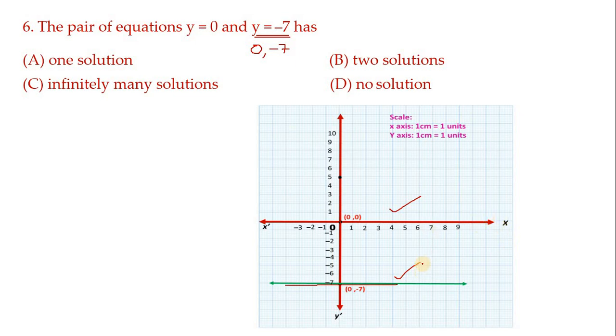Now compare these two lines, how these two lines are looking. So both are parallel. So if they are parallel, obviously they don't have any solution. So the correct option is D, no solution.